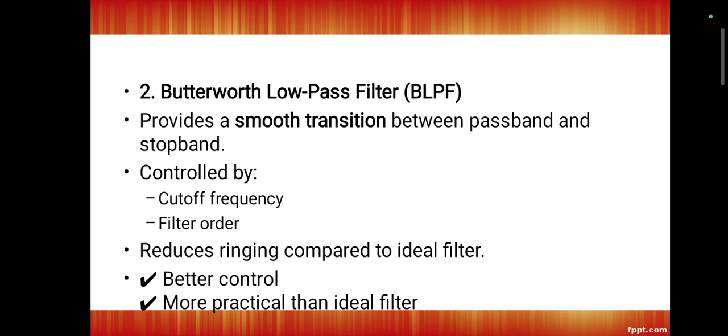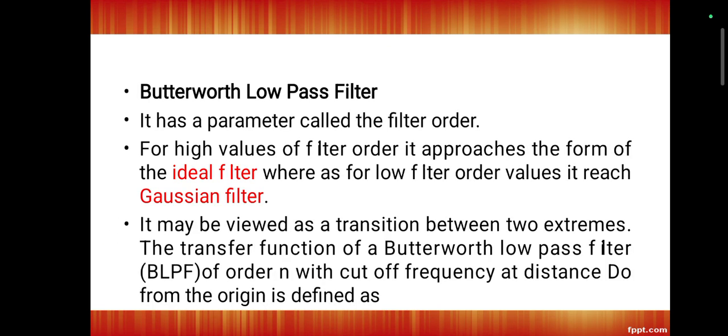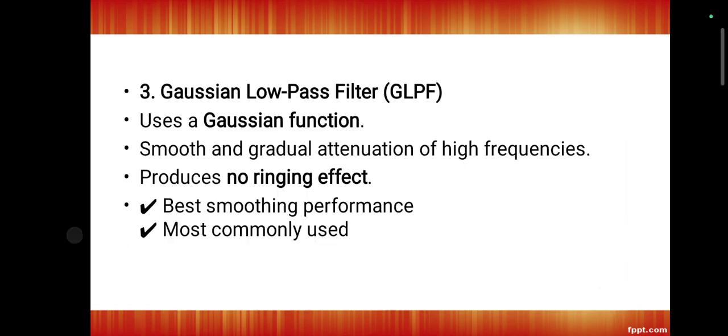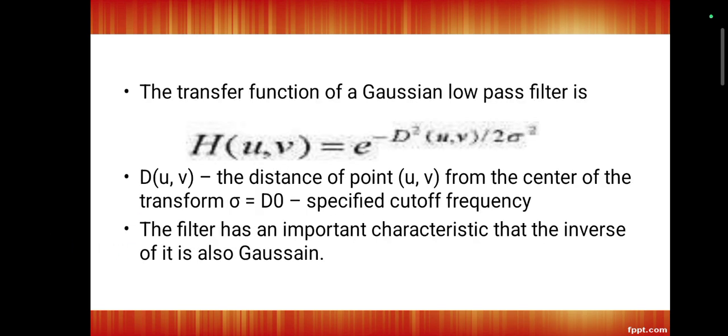Butterworth filter is controlled by cutoff frequency. It gives better control and is more practical than the ideal filter. The Butterworth filter behaves like an ideal filter, where lower order values approach the Gaussian filter. So its filtering function is like this. And the Gaussian low pass filter uses the Gaussian function for best smoothing performance and is most commonly used. Its transfer function is H(u,v) equal to e to the power minus D squared(u,v) divided by 2 sigma squared. Its frequency domain spectrum is like this.